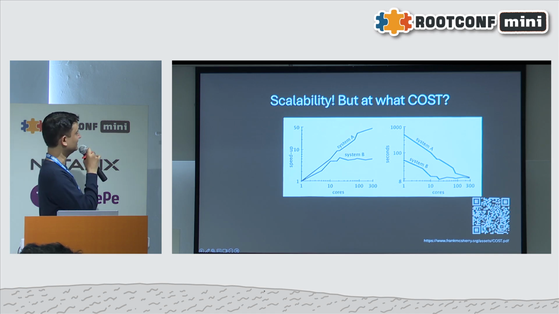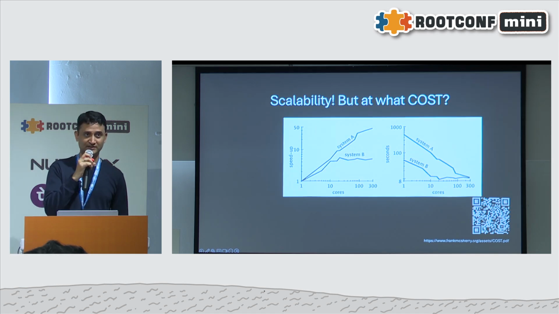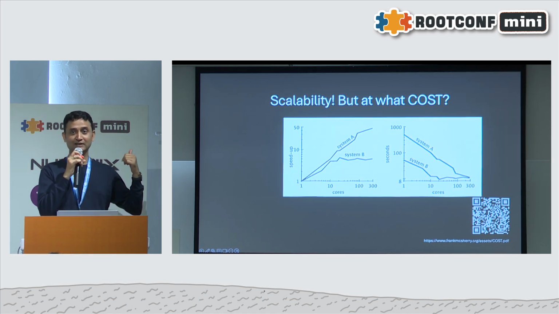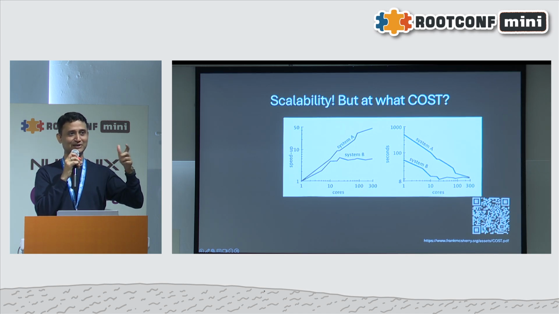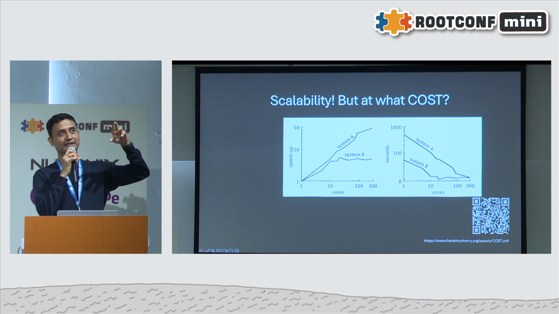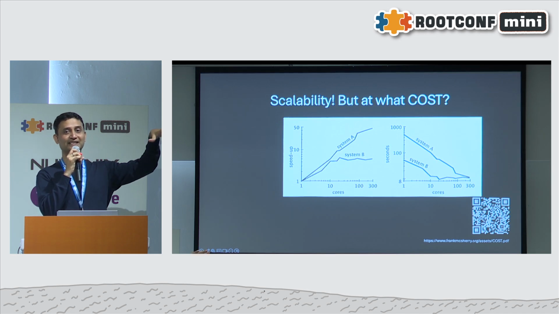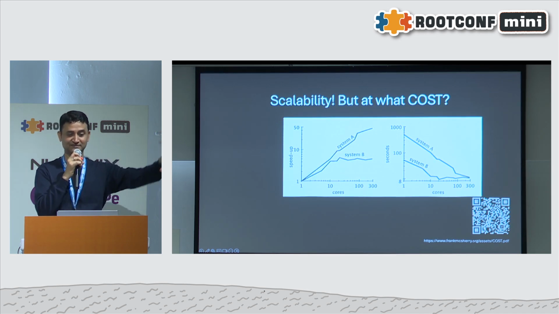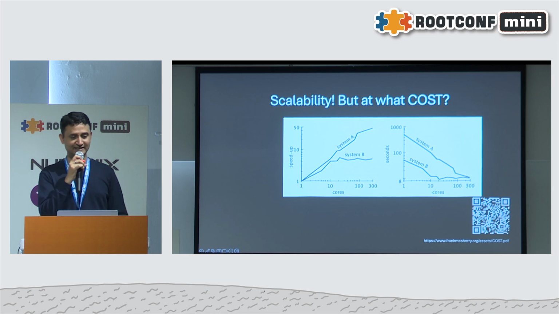There's a very nice paper by the name "Scalability, but at what cost?" Now, I want to be very clear. COST here is an acronym. It's not the commercial cost per se, but for the purpose of this discussion, it's analogous to it. Its full form is Configuration that Outperforms a Single-Threaded implementation. A competent single-threaded implementation.